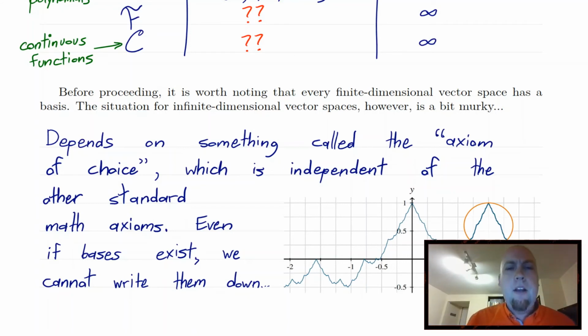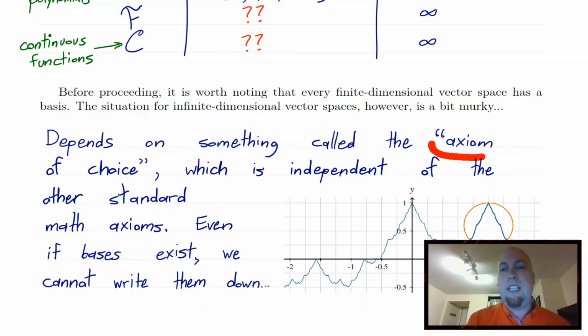But when you go to infinite dimensional vector spaces, these funky things are a little bit harder to picture, it's a lot murkier. You have to be a little bit careful. I can't even tell you whether or not every infinite dimensional vector space has a basis because it depends on something called the axiom of choice. Long story short, it's independent of the other standard axioms of mathematics. So in other words, you can neither prove nor disprove that every infinite dimensional vector space has a basis unless you use this extra axiom.